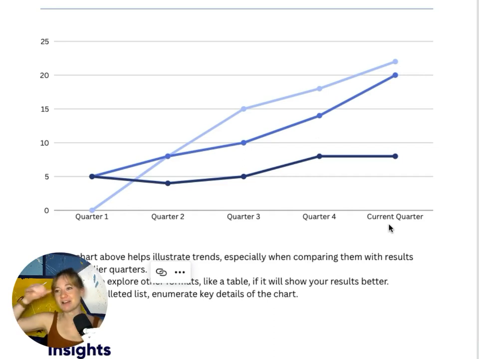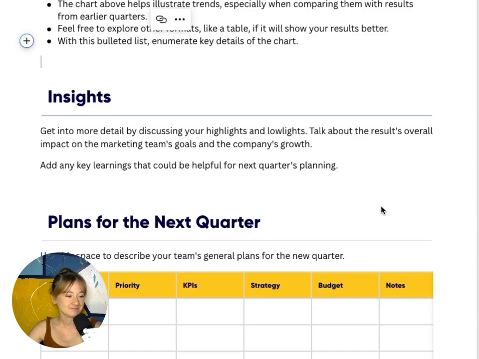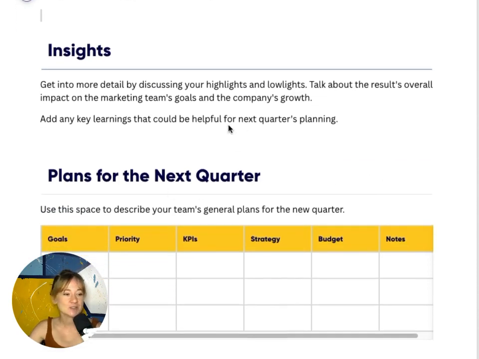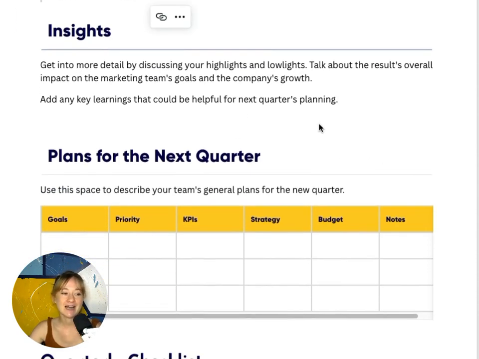I'm talking about revenue like it's the only possible goal, but that might not be your goal. If you're a small business or a solo entrepreneur, your goal might be reducing the amount of time that you're spending on projects, and that's something you can track. I don't want to put you in a box and say revenue is the only thing that matters to you. Here is where you will want to put in any insights that you've learned so far.